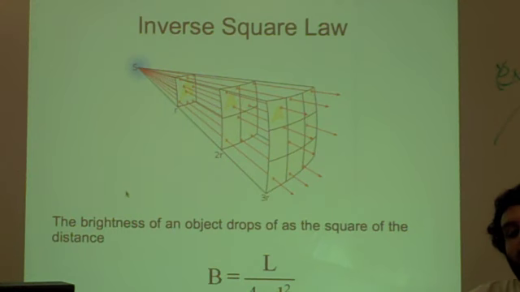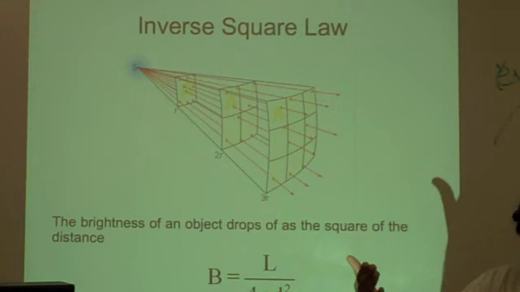Okay, now the next thing we're going to talk about is the inverse square law, and this is the inverse square law for brightness. If you're standing really close to a light bulb, it looks really bright, and as you walk further and further away from that light bulb, it looks dimmer and dimmer. Now the question is, how much mathematically is it dimming? The answer is given by this equation here. It's dimming as the inverse of the distance squared.